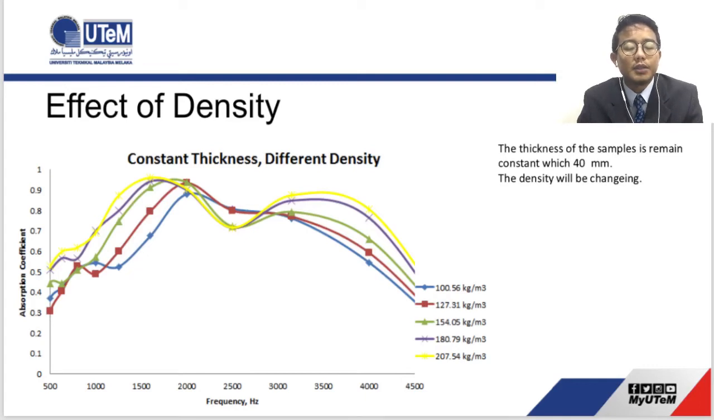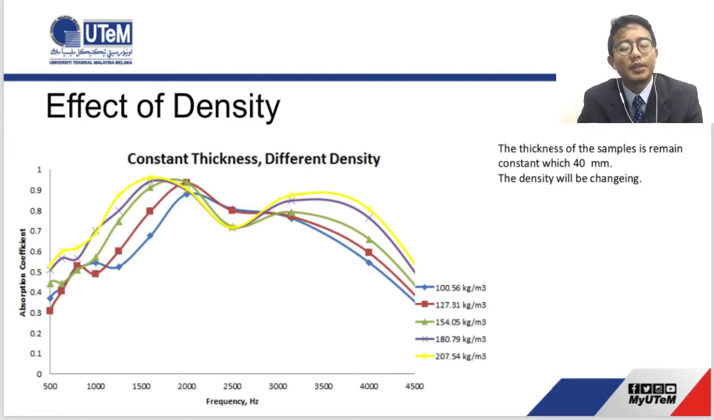Both samples achieve the peak absorption coefficient at a frequency of 2000 Hz, with sample 1 at 0.8 and sample 2 at 0.9. The peak absorption coefficient for sample 3, with a density of 154.04 kg per meter cube, is in the frequency range between 1500 Hz and 2000 Hz. It shows that the ability of the fiber to absorb sound energy increases as the density of the fiber increases.